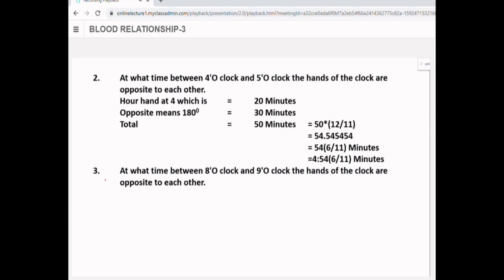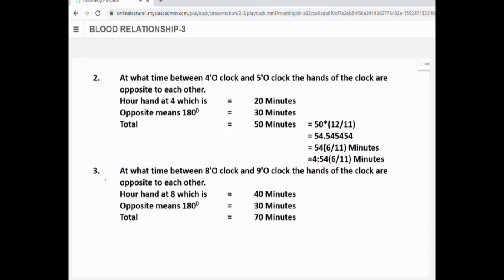Now 70, in 70 minutes. 70 minutes means what? 1 hour, 10 minutes. Leave hours. We have to take only minutes. Now see what I'm saying. If the total is above 60, then take the excess. Excess means only the minute part. 70 minutes means 1 hour, 10 minutes. Leave the hour, take only the minutes. Now that will be multiplied by 12 upon 11.